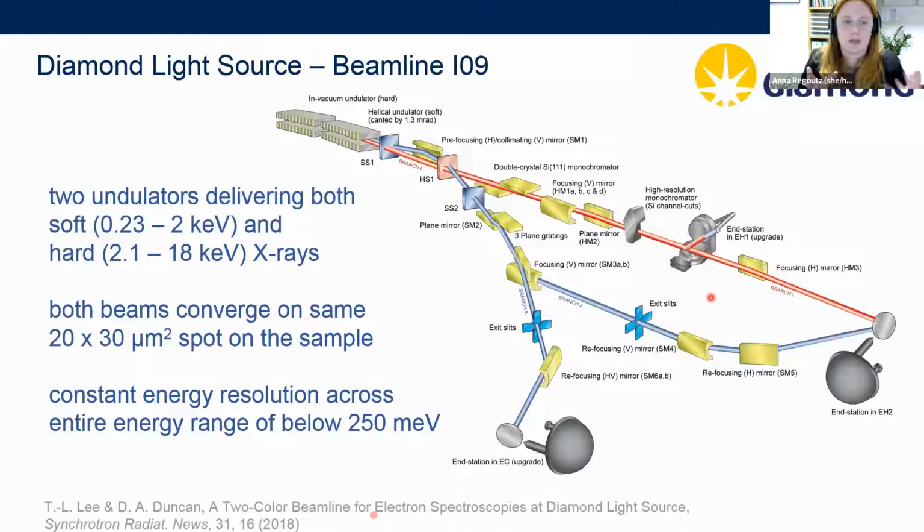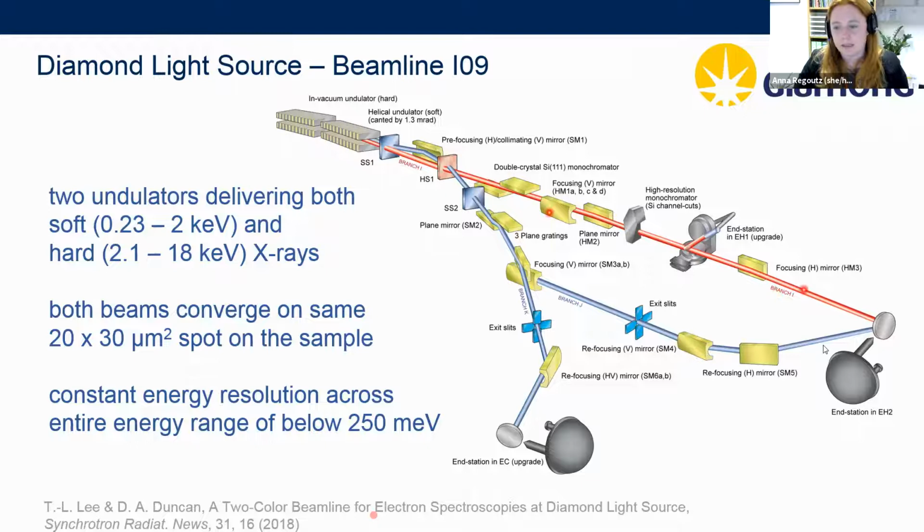Just to give you an idea what these beamlines look like. So this is beamline I09 at Diamond Light Source. I'm showing you this because it's kind of my second home. I'm a visiting scientist at Diamond Light Source, and I spend a lot of time at this beamline. It's a pretty special beamline because it actually has two insertion devices rather than one, and it has two separate beamlines, one for soft X-rays, which is the blue one, and one for hard X-rays.